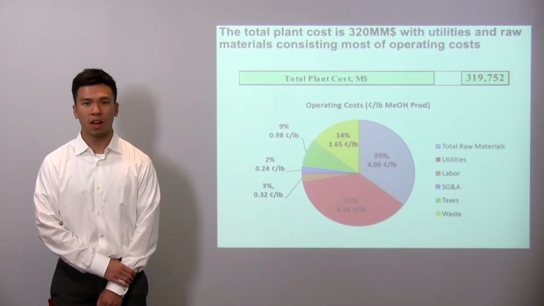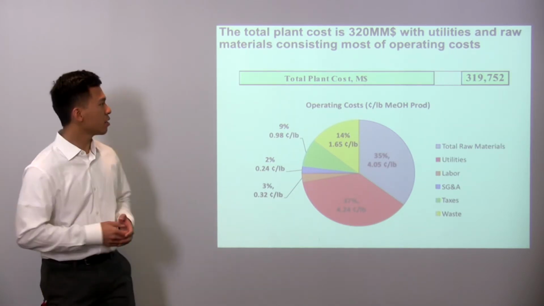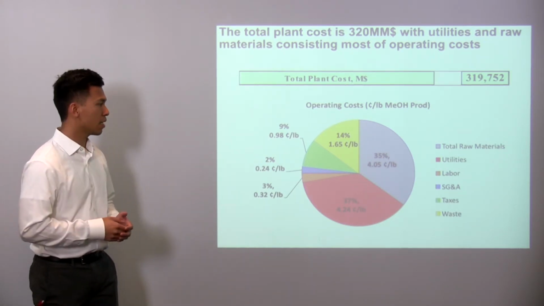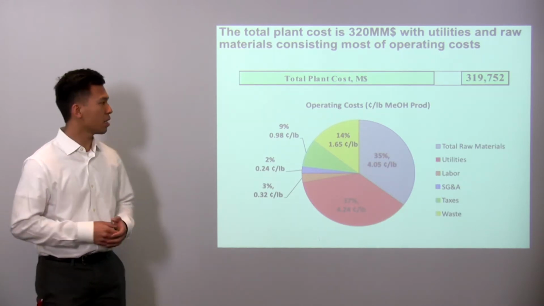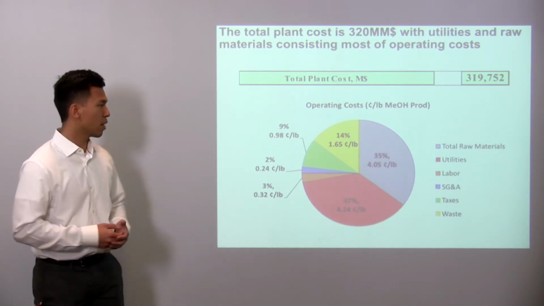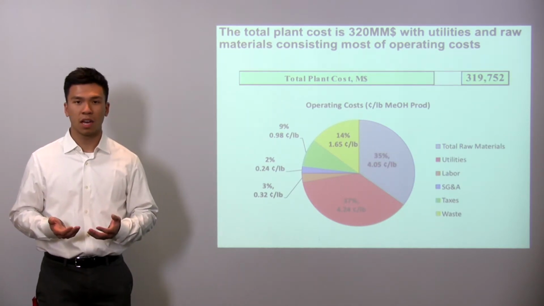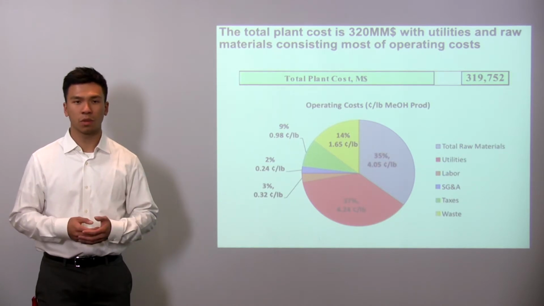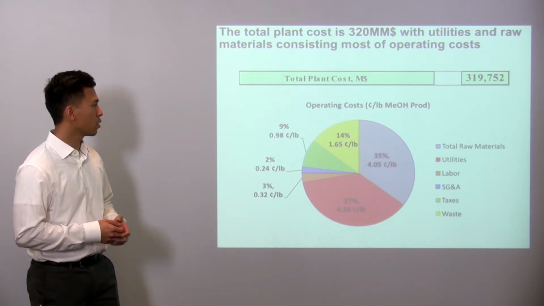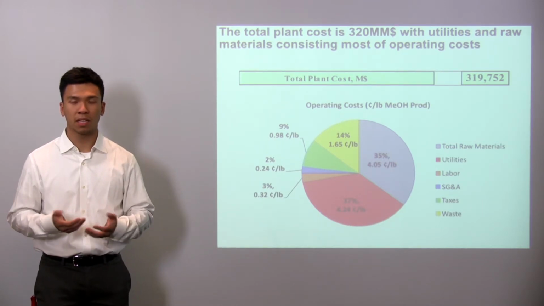The total ISBL equipment cost and OSBL bids resulted in about $320 million of total cost for the entire plant. As you can see by this pie chart, the operating cost is made up of total raw materials, utilities, as well as labor, tax, and other fixed costs. The majority of the operating cost exists in the total raw materials as well as the utility streams. In order to cut down our operating costs, an area we were thinking of, as previously mentioned, is cutting down and recycling our wastewater from our distillation. This will cut down the 14% of operating costs resulting from wastewater treatment.